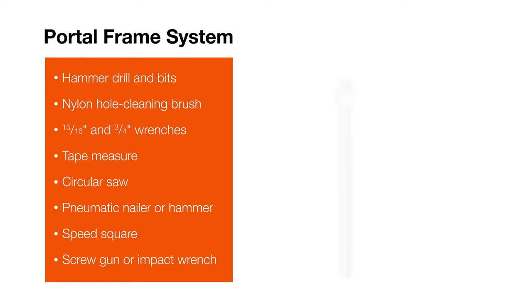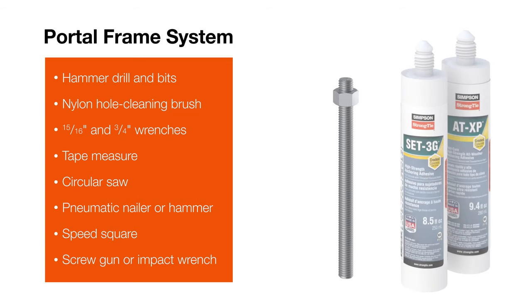Installation also requires 5/8 inch diameter threaded rod anchors for the hold down assemblies, which can be installed with either SAT 3G or ATXP adhesive. For single portal frame assemblies, 1/2 inch diameter threaded rod or other anchorage is required for the ABW44Z post base.